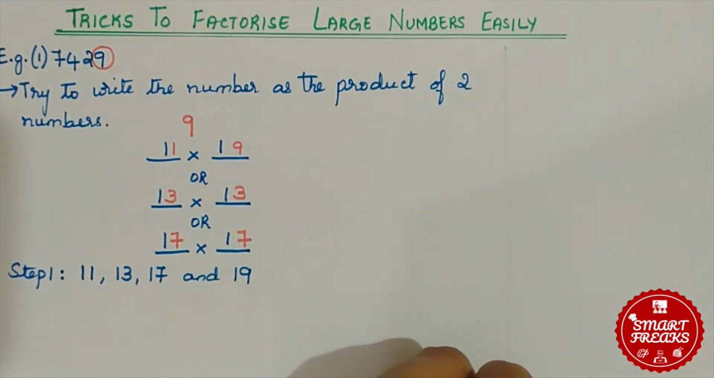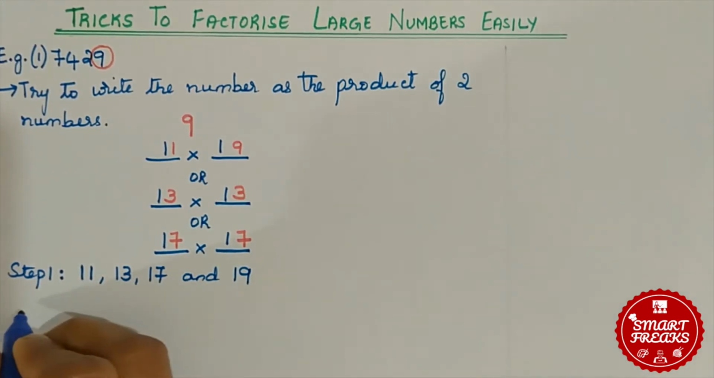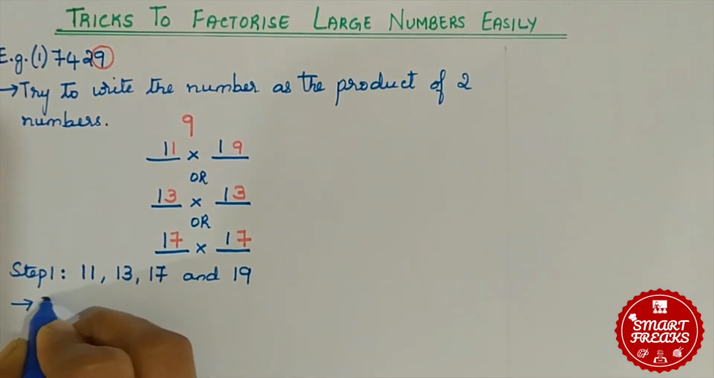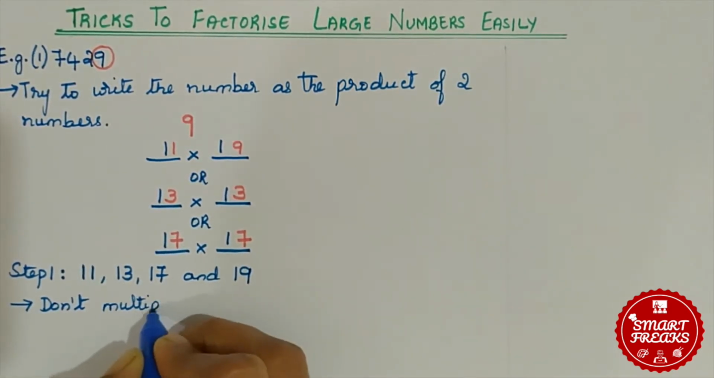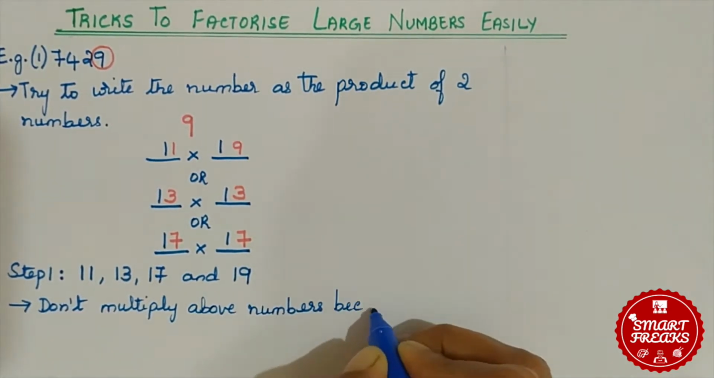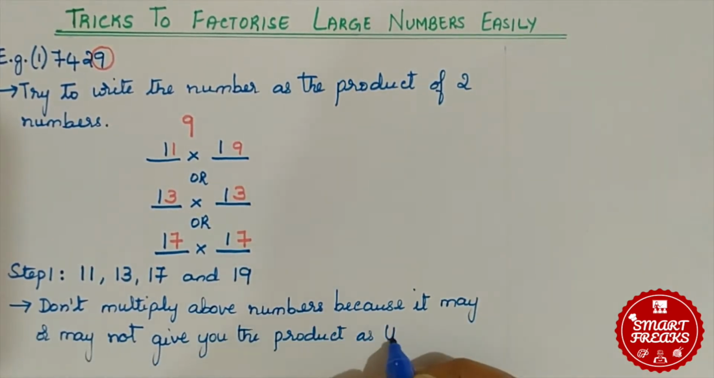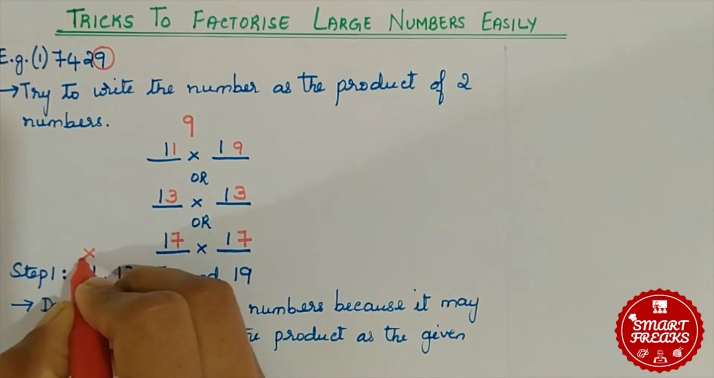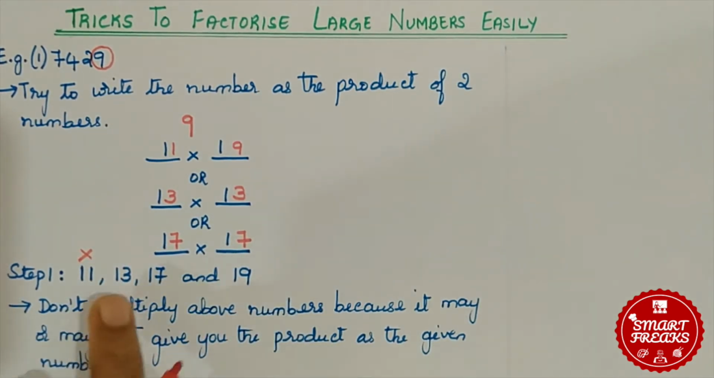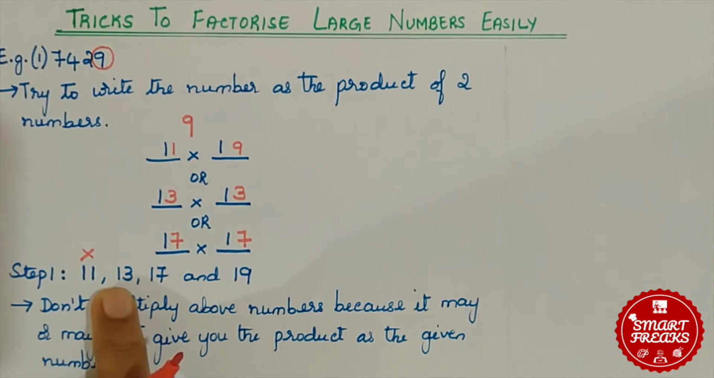Okay. Now, please don't multiply above numbers because it may or may not give you the product as the given number. So, don't multiply above numbers. We already know that the given number is not divisible by 11. Check if the number is divisible by 13.